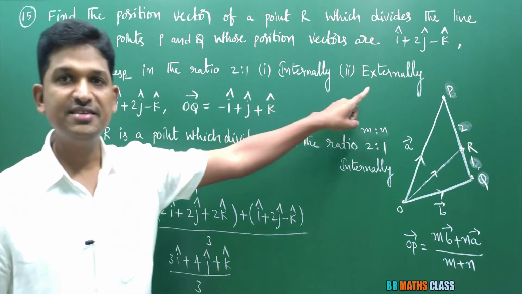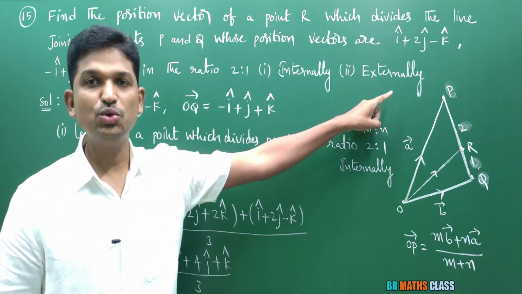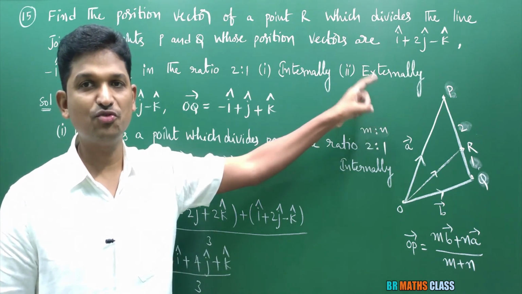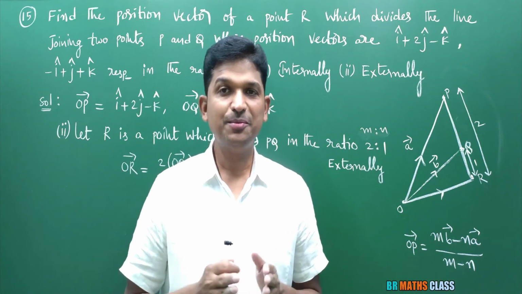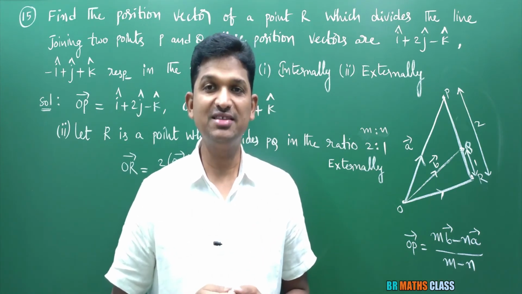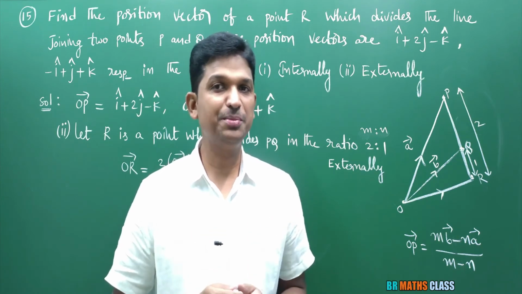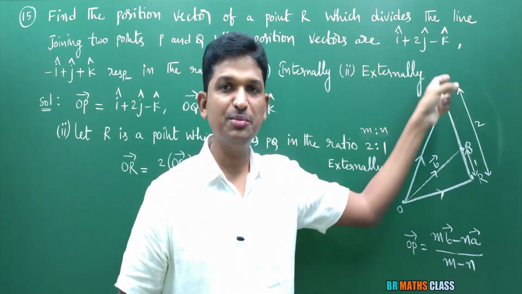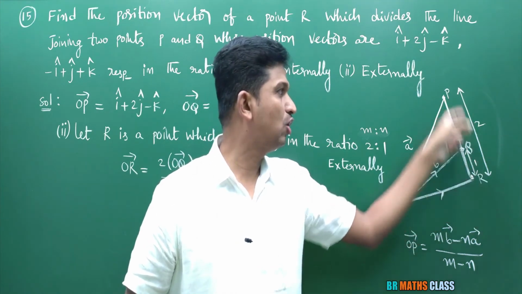What is the second bit? Same question. R divides PQ in the ratio 2:1 externally. Then we need to calculate the position vector of point R. R divides PQ in the ratio 2:1 externally. It means that R is not in between P and Q. You observe here, this is PQ. R is not in between P and Q, but R is on PQ.